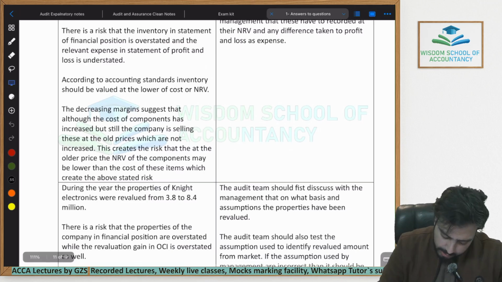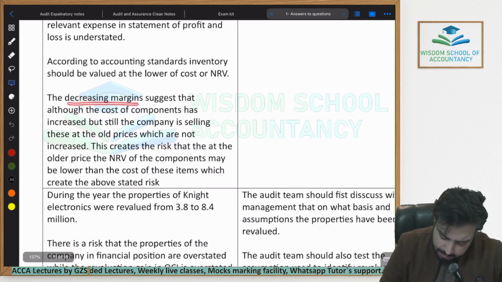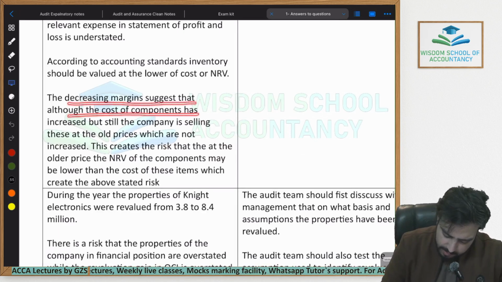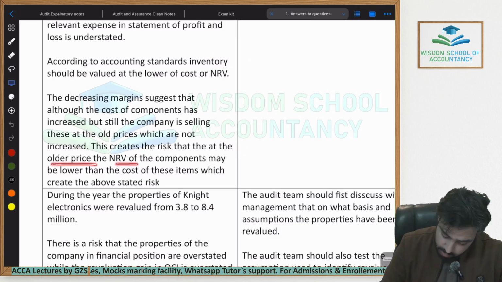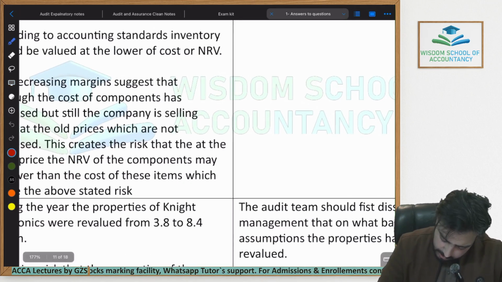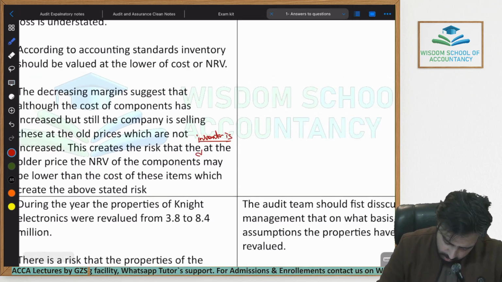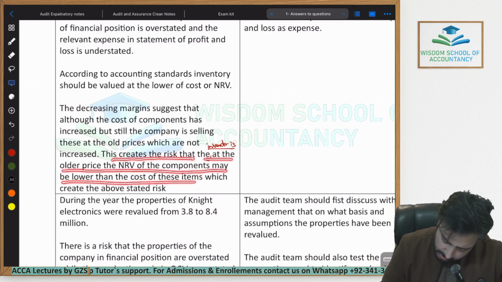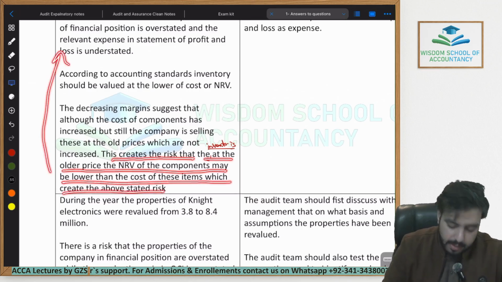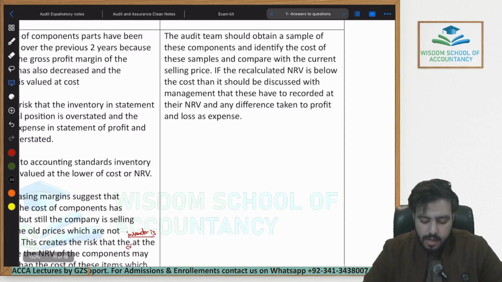Let's write it down. How would I write it down within my exam? The decreasing margins suggest that although the cost of components has increased, the company is still selling these at the old prices, which have not increased. This creates the risk that the inventory is at older price, the NRV of the components may be lower than the cost of these items, which created the above risk that the management might not have recorded them at NRV.